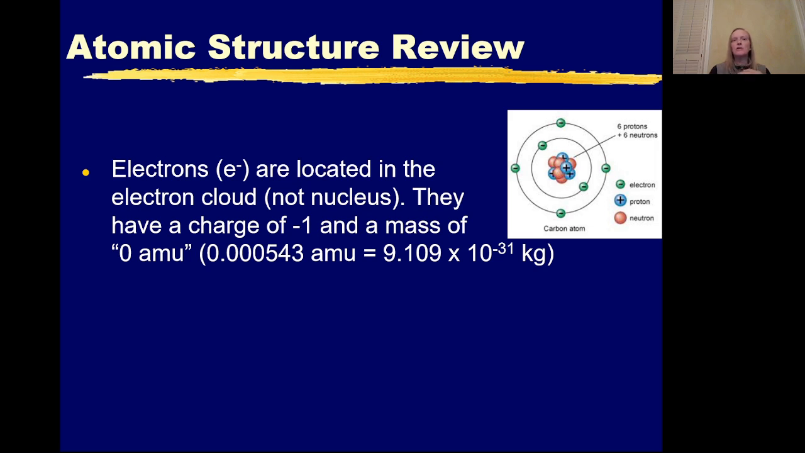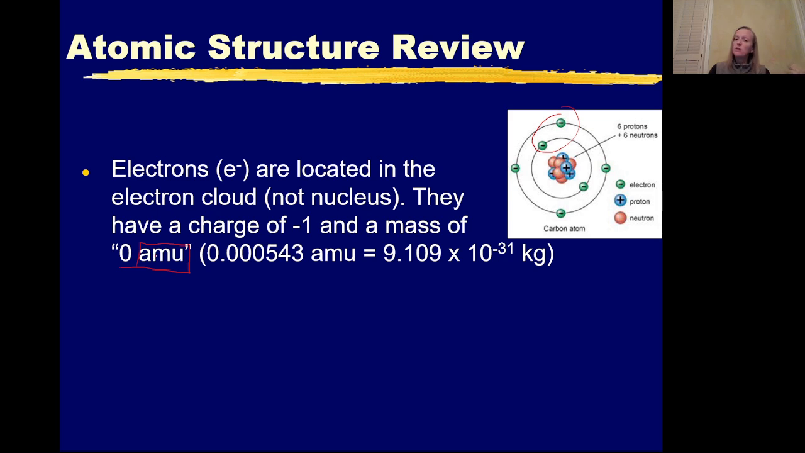First of all, electrons. Remember, electrons are not in the nucleus. They're found in the electron cloud outside the nucleus. They have a charge of -1, and while they are particles and they do have mass, that mass is so negligible we basically ignore it. So we say that it has a mass of 0 AMU, where AMU stands for atomic mass units.